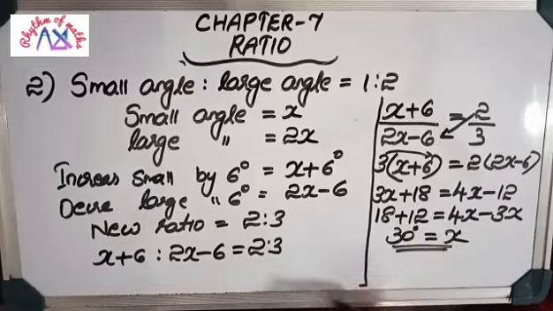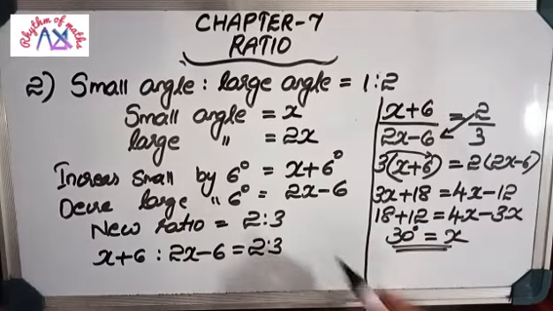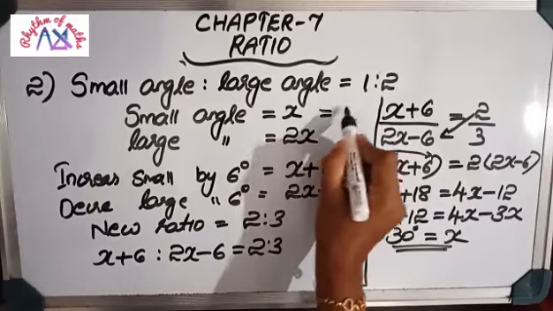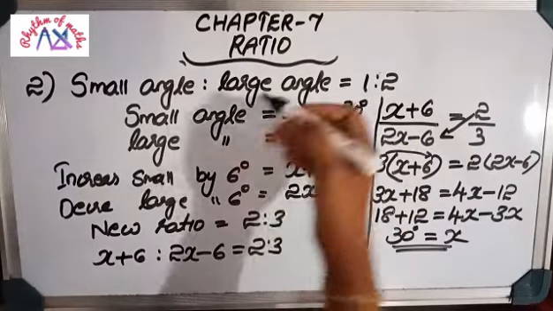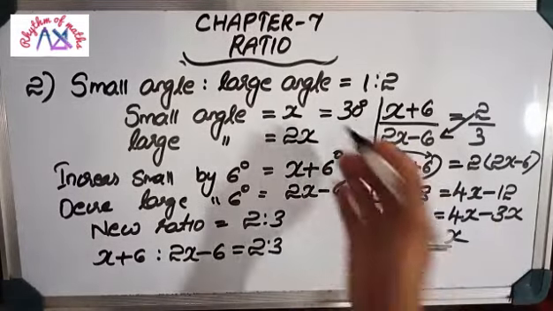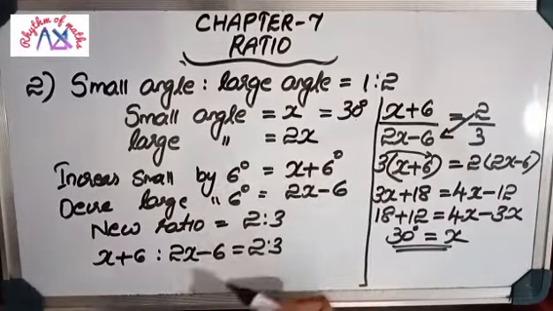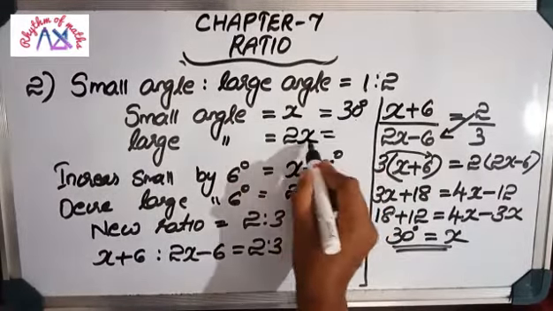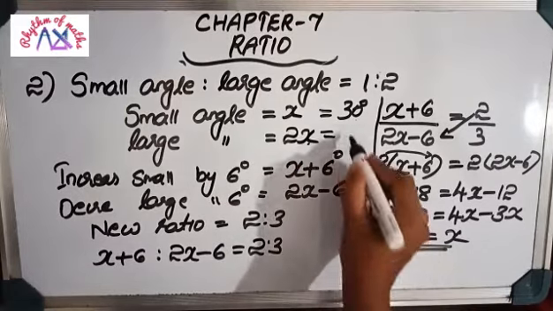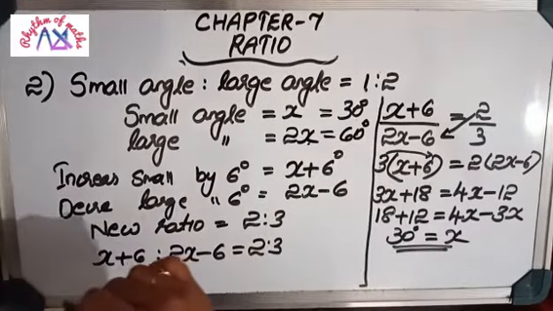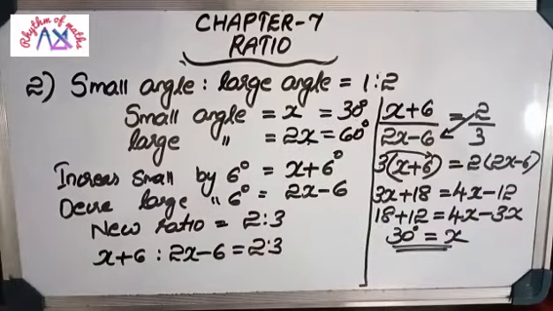We got the basic quantity x as 30 degrees. So what will the small angle be? Small angle will be 30. This you have to write separately. There is no space here, that's why I'm writing here itself. So small angle equals x, that is 30 degrees. What will the large angle be? 2 into x, that is 2 into 30, 60 degrees. So small angle is 30 degrees and large angle is 60 degrees. So this is the second answer.